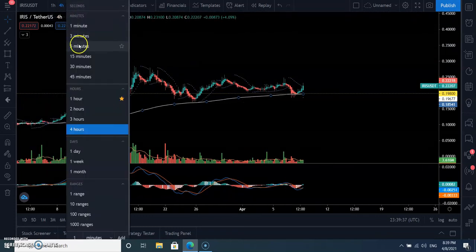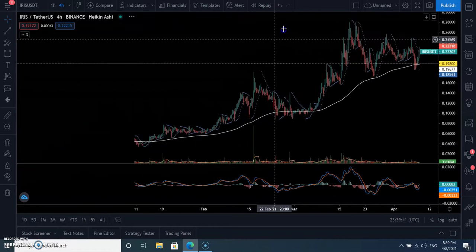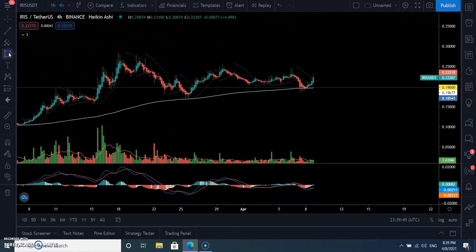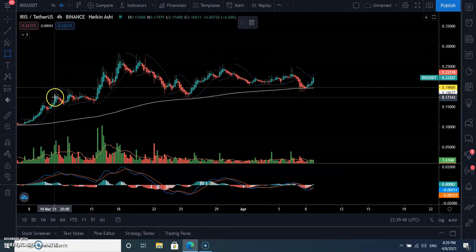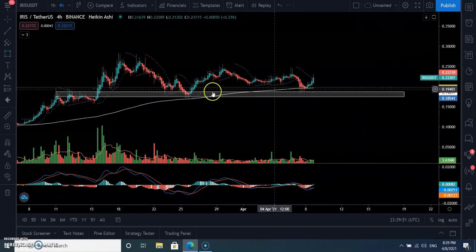So let's go first. I'd like to go to the 4-hour to look at the chart and see where there's resistance, support on the chart here. So let's just outline this right here. So we know right here there's support. It lines up with the 200 also.